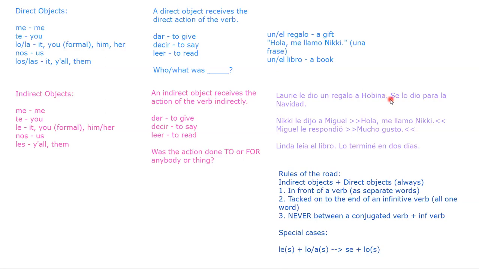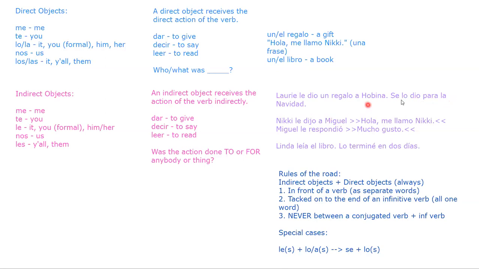Now, there is both a direct and indirect object in this sentence. One of them is hiding. It's a special case. Se lo dio para la Navidad. Se is our indirect object, but it's not on this list. I'll get into it. Lo is our direct object. It's over here. Now remember what this sentence meant. Se lo dio para la Navidad. She gave it to her for Christmas.